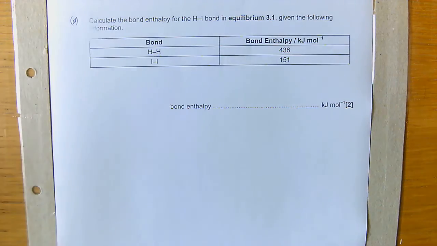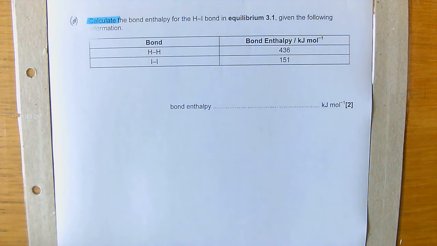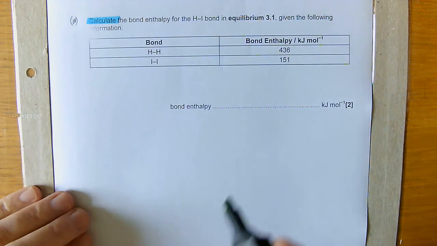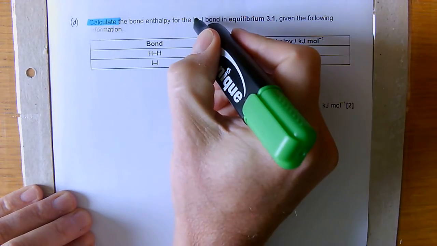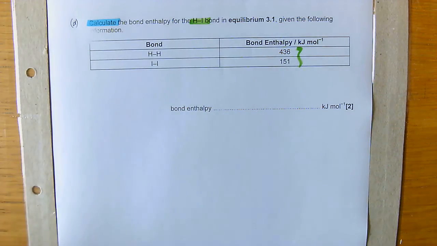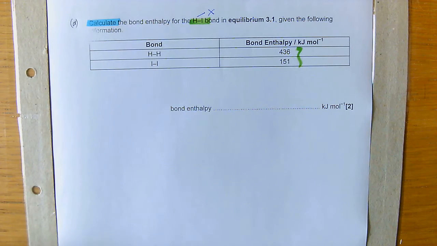Moving on to part D, this asks us to calculate, that's our command word, the bond enthalpy for the HI bond in equilibrium 3.1 given the following information, and it gives us bond enthalpies for the hydrogen-hydrogen bond and the iodine-iodine bond. Key information, obviously those numbers are going to be important, and we are looking for the bond enthalpy of the HI bond. And just to help me set out my calculation, I'm going to call that X. That's what I'm going to try and work out. So if you want to pause the video here and have a go yourself, great, otherwise we shall crack on.